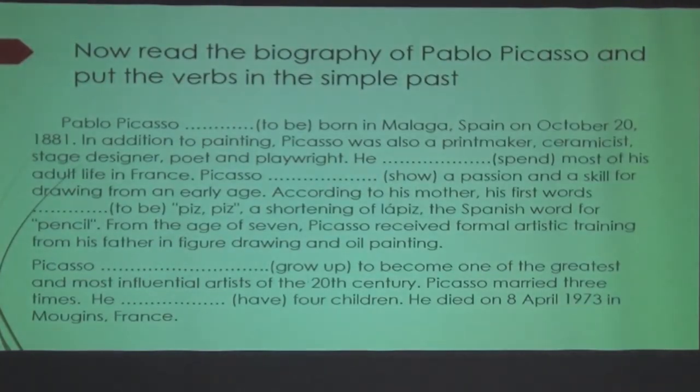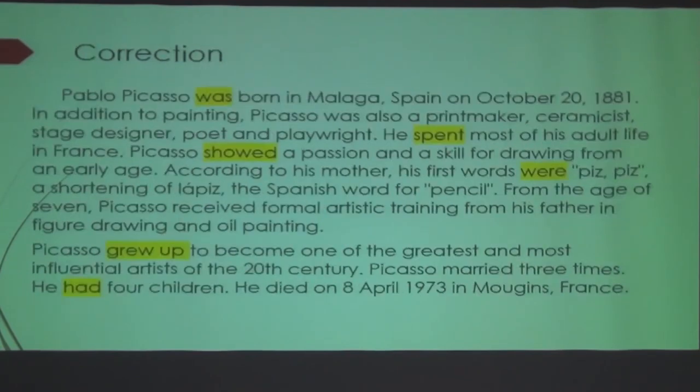Guys, this is the last part in our lesson. This is a biography of Pablo Picasso. I want you to take a few minutes to read this biography and put the verbs in the simple past. Okay? Let's see the answers. So for the first one, we have Pablo Picasso was born in Malaga, Spain on October 20th, 1881. In addition to painting, Picasso was also a printmaker, a ceramist, stage designer, poet, and playwright. He spent, the simple past of spend is spent, most of his adult life in France.